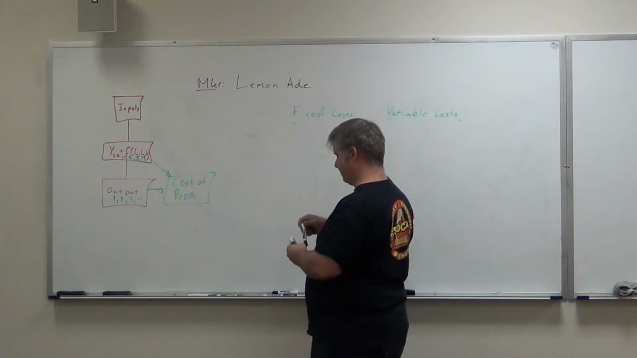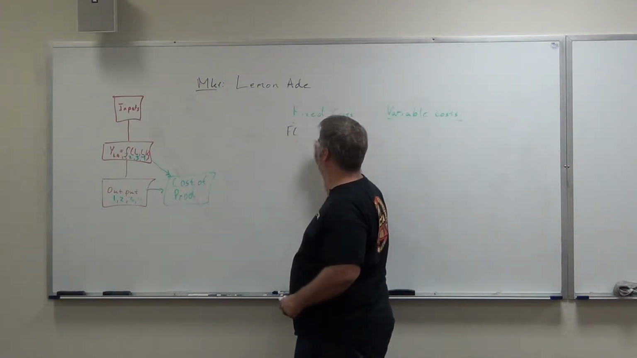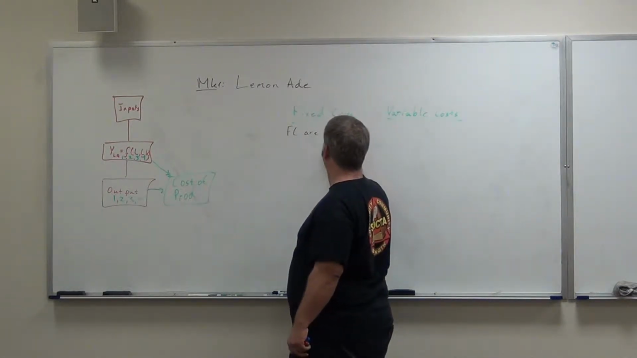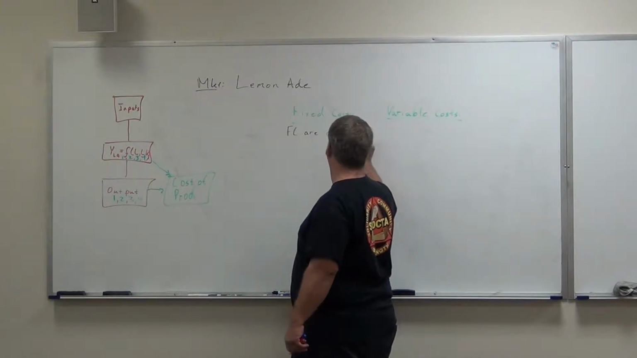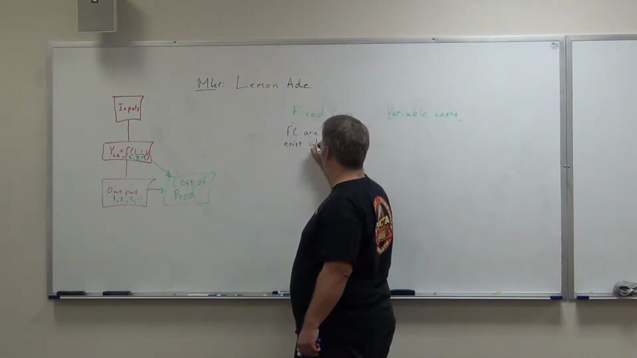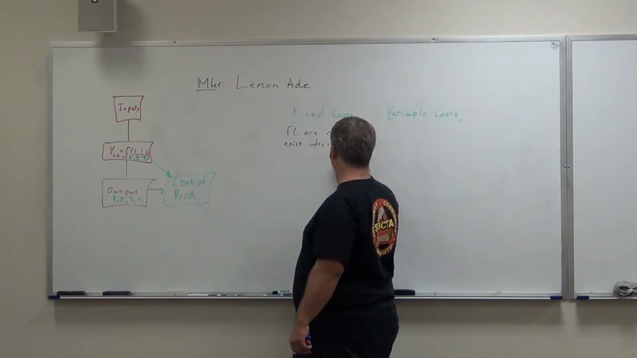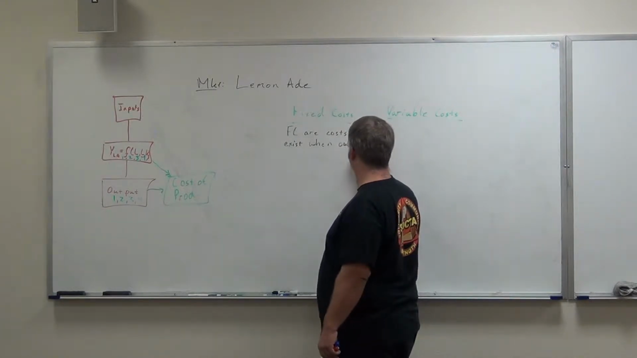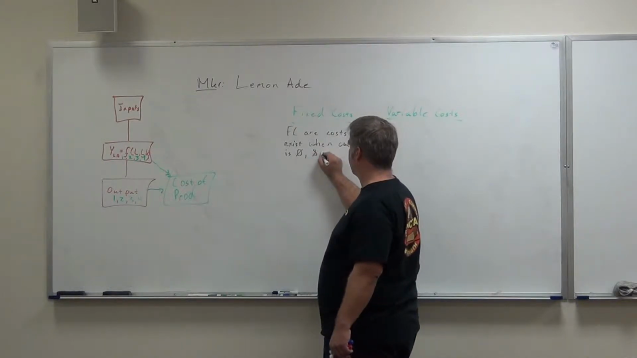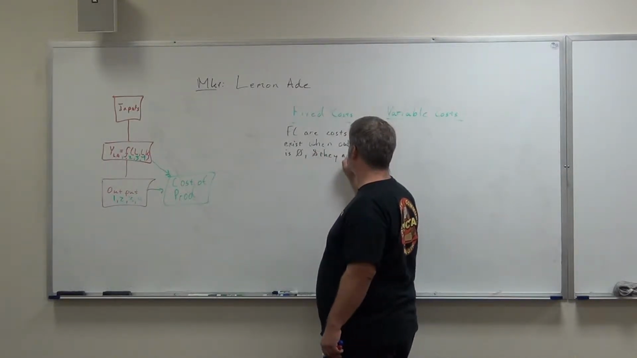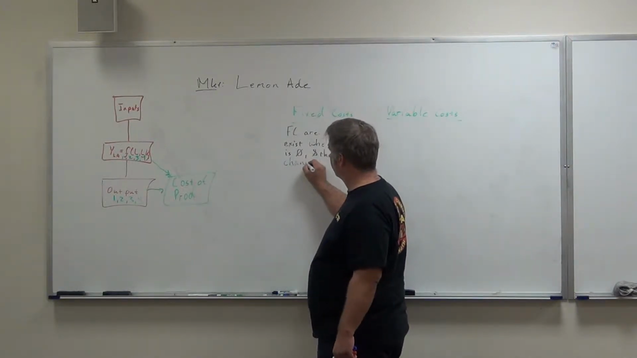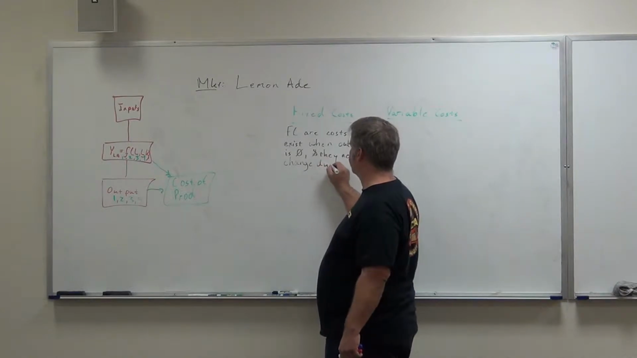Just simplistically, fixed costs, FC, are costs that exist when output is 0 and they never change due to output changes.